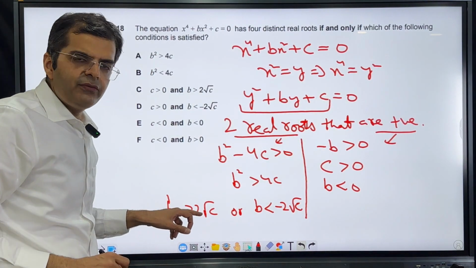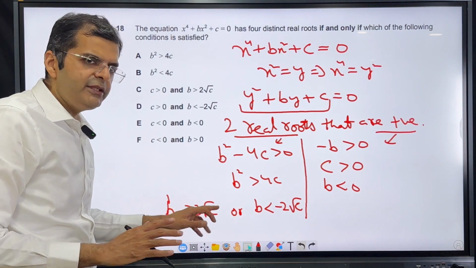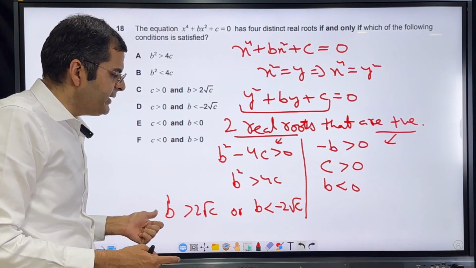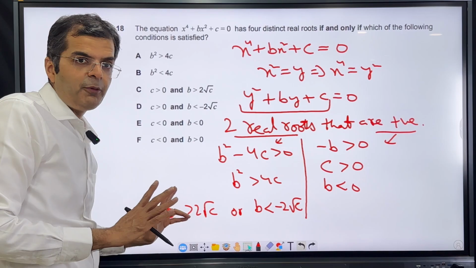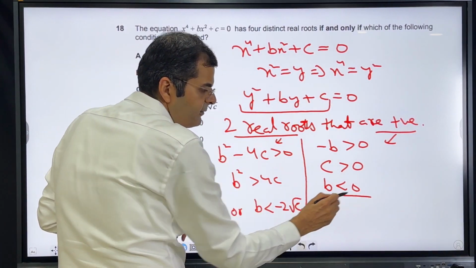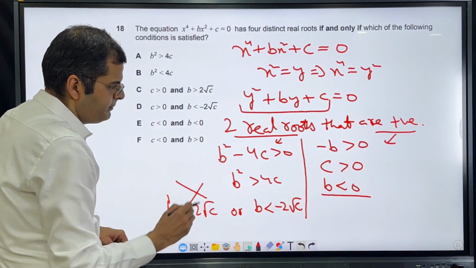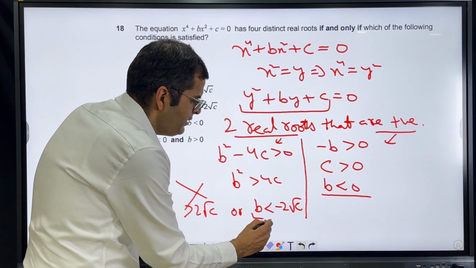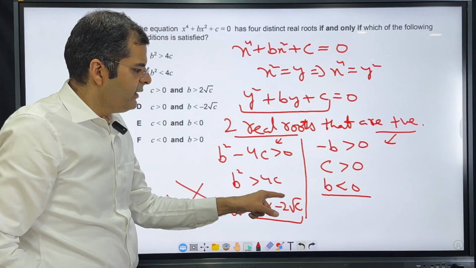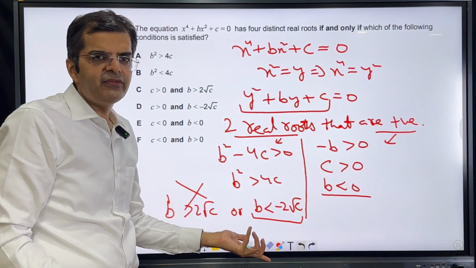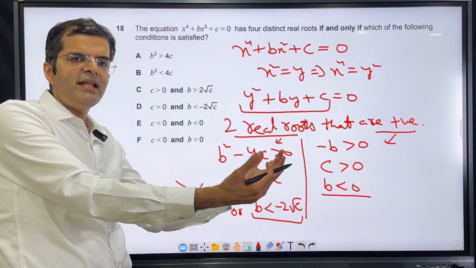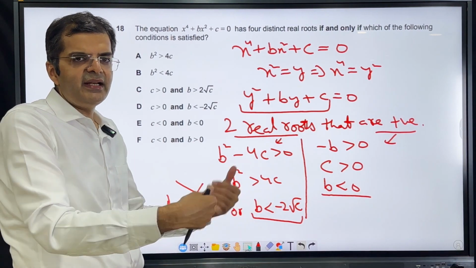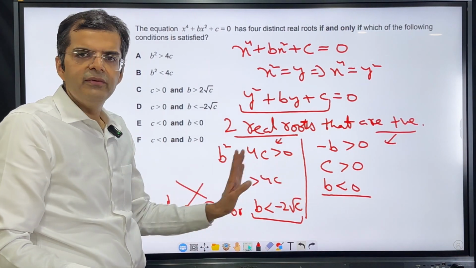If c is positive, root c is positive. That means 2 root c is positive. If b is greater than a positive number, b becomes positive. But I want b to be negative. So this is ruled out. If this is ruled out, then I am only left with this situation, because c is positive and minus 2 root c is negative, and b has to be less than that negative number. If b is less than a negative number, b will automatically be negative.